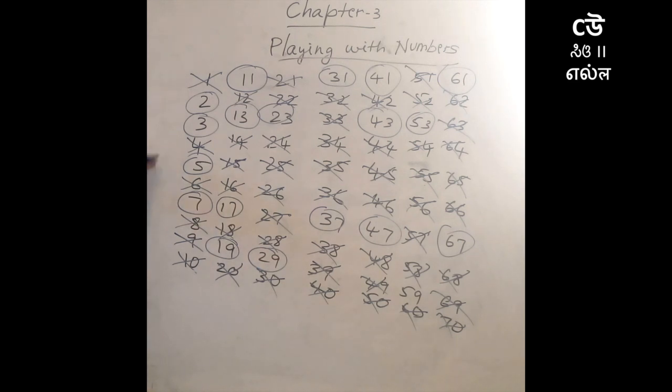So the circled numbers are called prime numbers, and all crossed numbers, see, crossed numbers are called composite numbers. Okay.